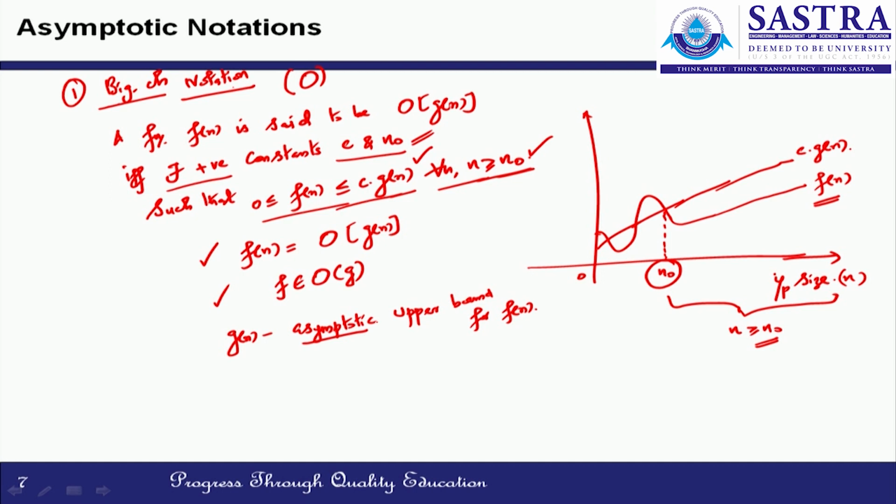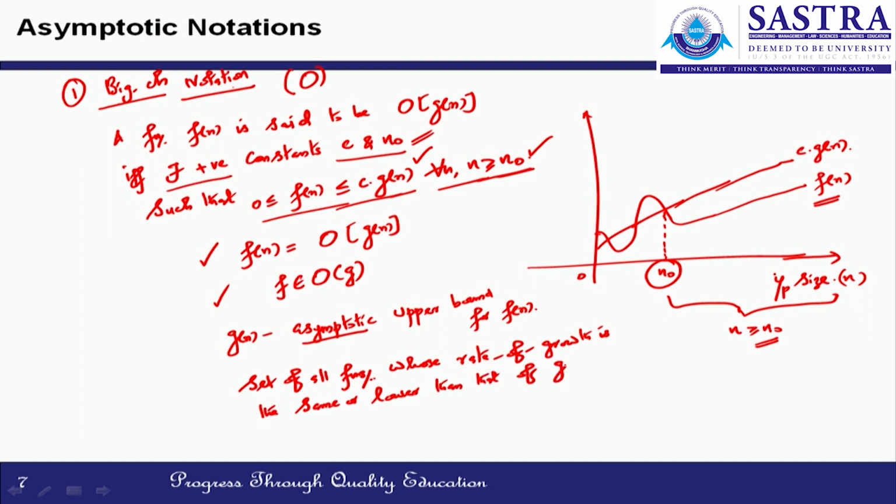So, considering these functions f of n and g of n, we can say big O of g is the set of all functions whose rate of growth is the same or lower than that of g of n. The set of all functions which are represented as f of n.